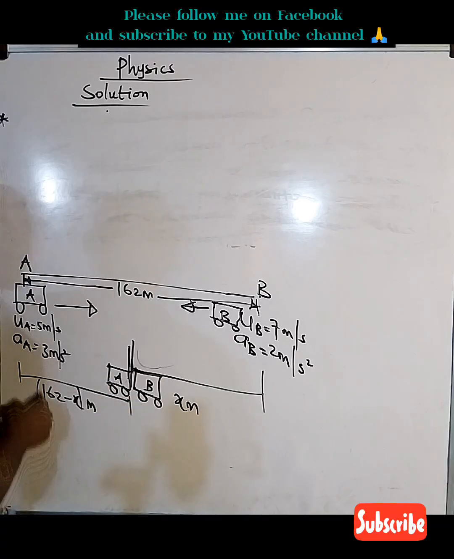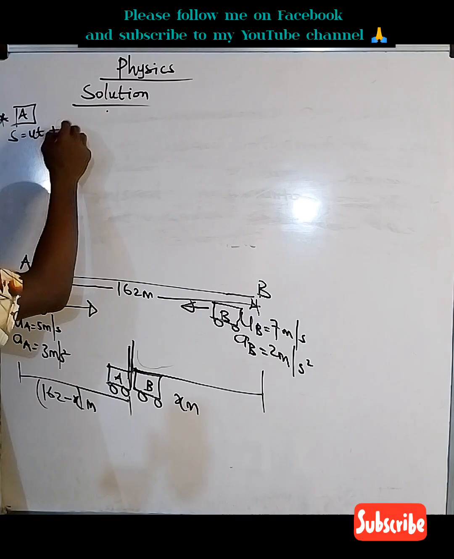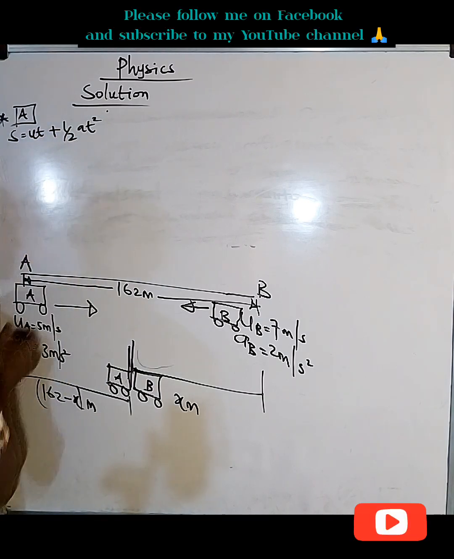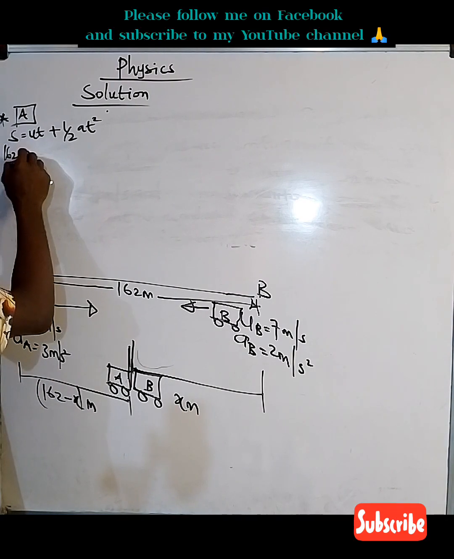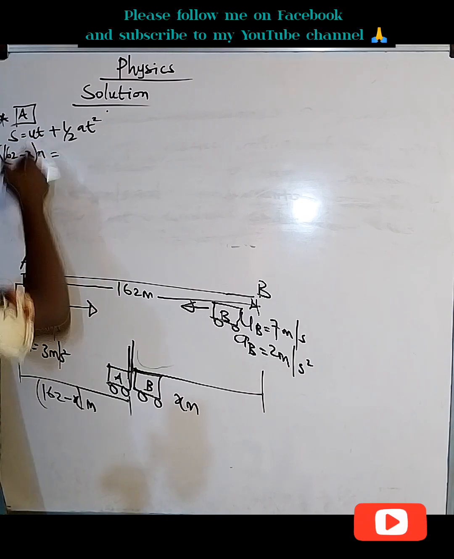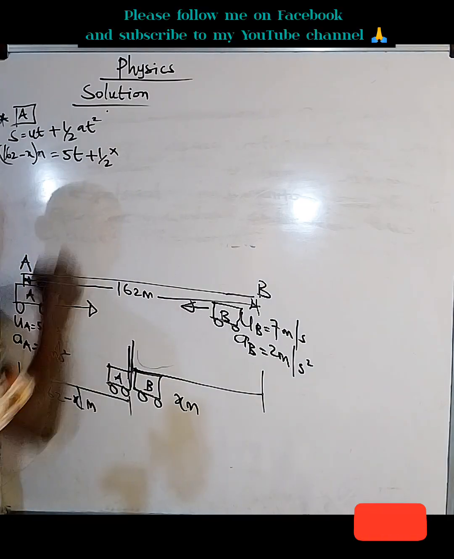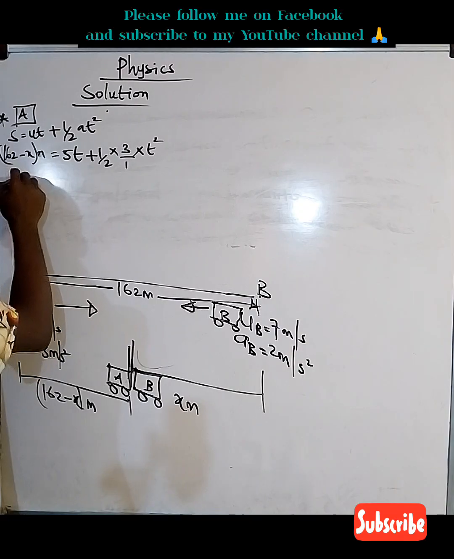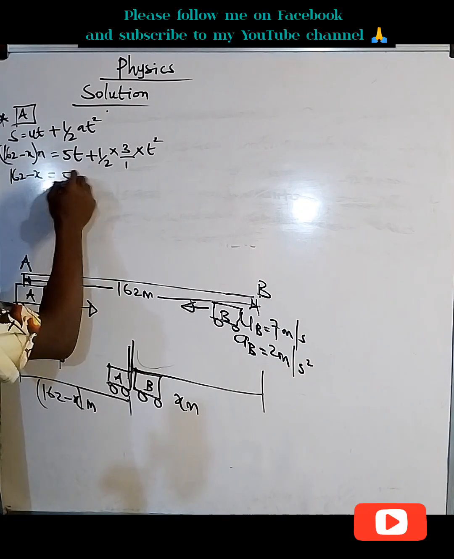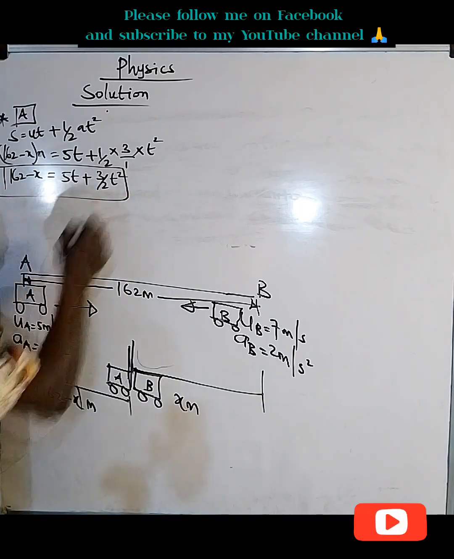So for car A first, you have S equals UT plus half AT squared. Don't forget the time is the same, but the distance is quite different. For car A, this is 162 minus x meters. Initial speed is 5 times time, plus 1 over 2, acceleration is 3, times time raised to 2. So 162 minus x equals 5t plus 3 over 2 t squared. I can call this equation 1.